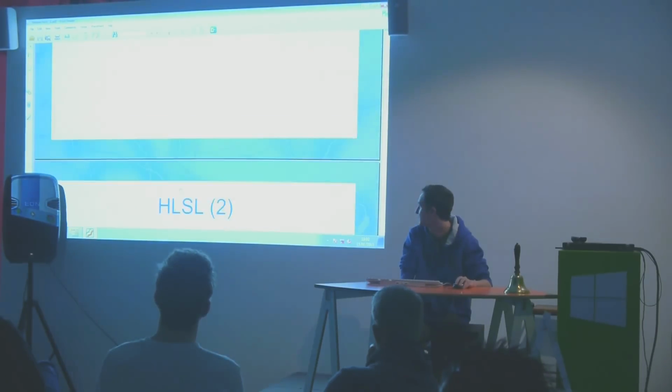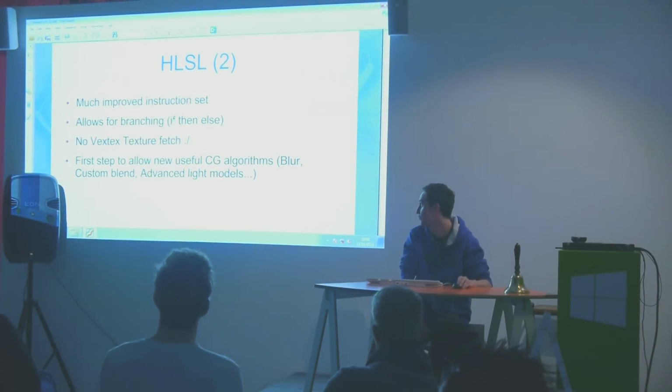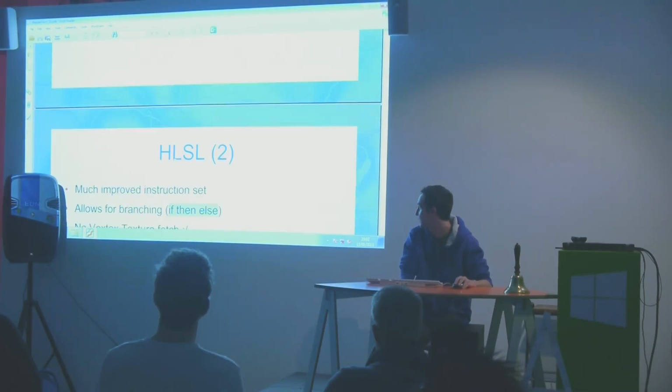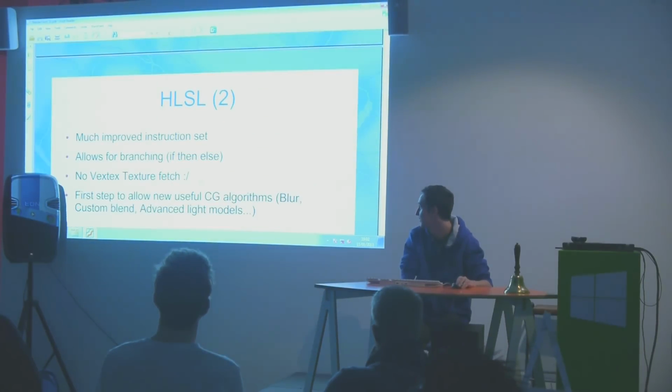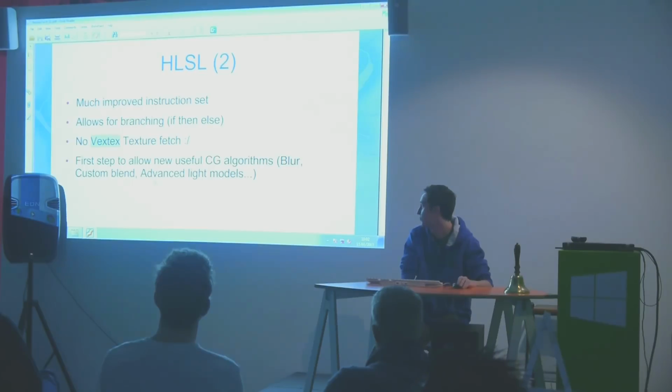The second, which is called shader model 2, you already couldn't even do branching. For people who are familiar with programming, the standard if-then-else was not really available in HLSL 1. You could already do a bit of branching, but you didn't have vertex texture, which I'll go back to. But you could already do some nice things. For example, it became possible to do blur in real time, some custom blending, a bit more advanced light model. So from this stage it started to become a bit more interesting.